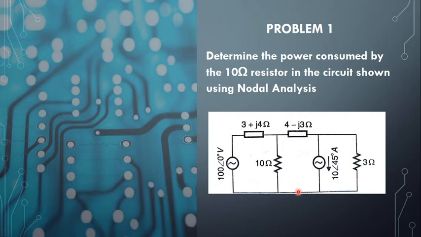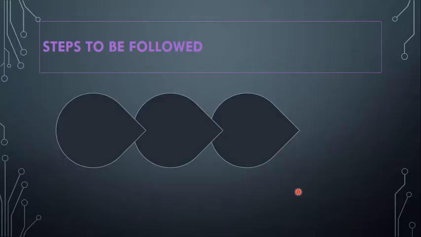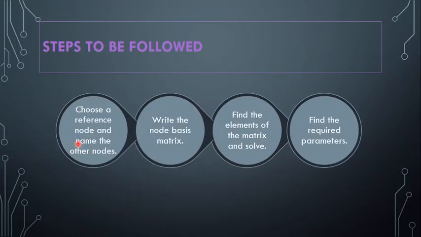Before going directly to this problem, we will first see the steps involved in nodal analysis. First, we choose a reference node and name all the other nodes that are present. So we determine one reference node for the circuit and also the nodes where two or more elements meet at a common point. Next, we write a node basis matrix. Just as in mesh analysis, in nodal analysis also we write the node matrix, and again we use the same Cramer's rule to evaluate it.